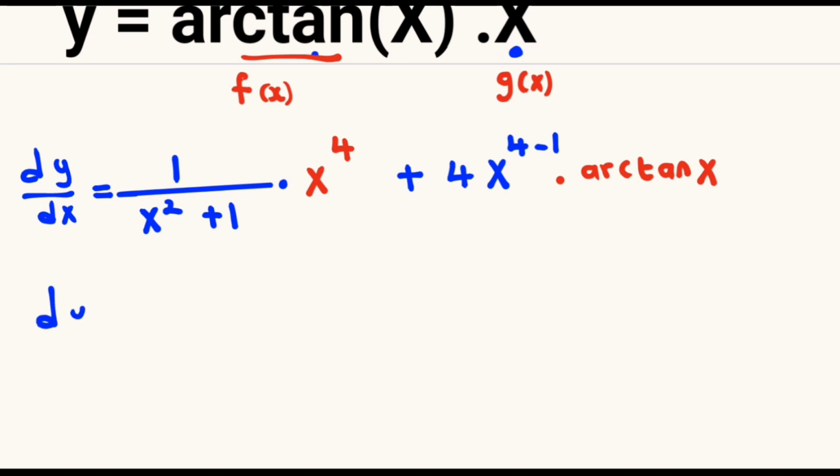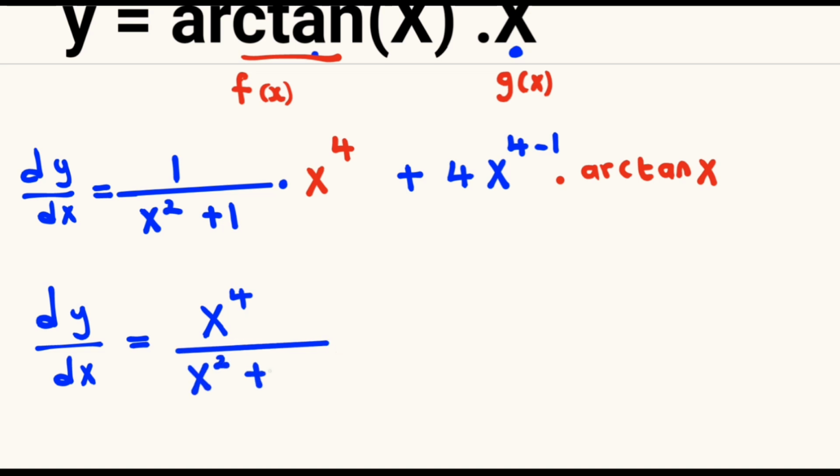So the derivative of y with respect to x will be equal to 1 multiplied by x to the power 4, which is x to the power 4, divided by x squared plus 1, plus the 4 multiplied by x raised to the power 4 minus 1. 4 minus 1 is equal to 3. We multiply this by the arctan of x, and we have this as our answer for this question.